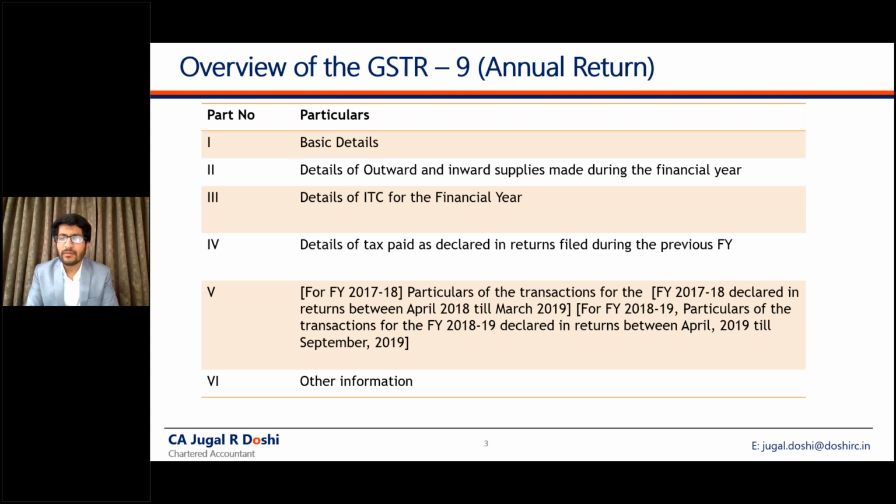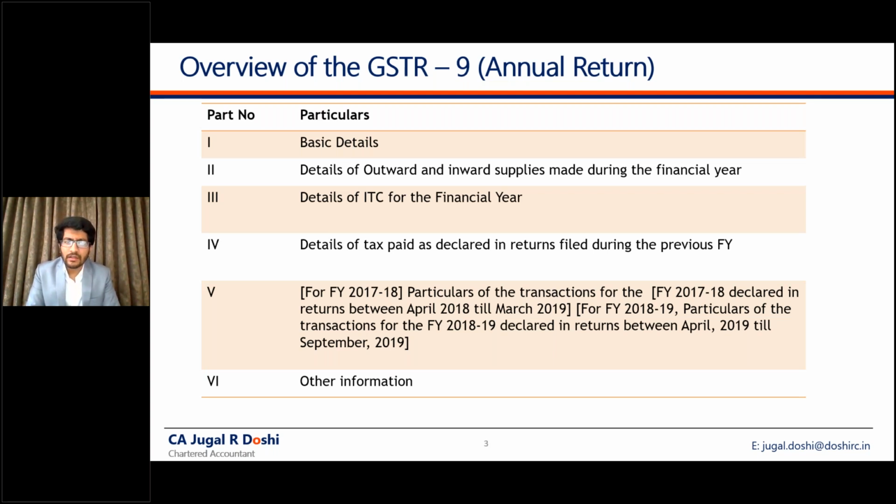The first part is about the basic details, which covers name, legal name, trade name, GSTIN. Second part consists of details of outward and inward supplies made during the financial year. Third part consists of details of ITC, input tax credit, for the financial year. Fourth part consists of details of tax paid as declared during the previous financial year.